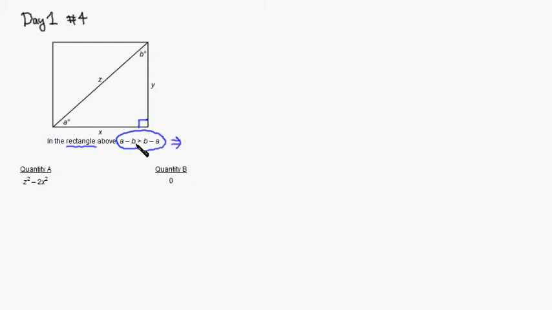So if you add B to both sides, you're going to get 2A is greater than 2B, which means A is greater than B, right? So A is larger than B.